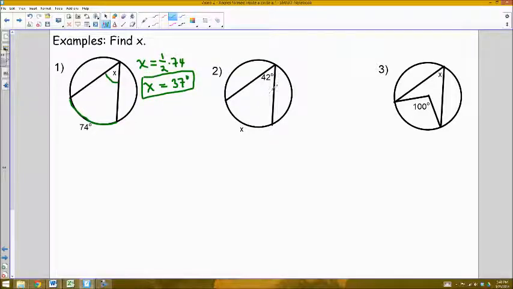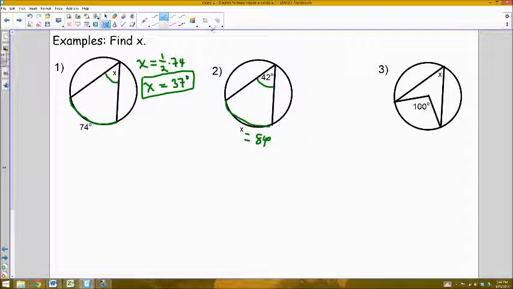I can do this process in reverse. If the measure of the inscribed angle is half the intercepted arc, then vice versa, the arc is double the measure of that inscribed angle. So since this inscribed angle is 42, the arc must be double that length, which is 84, in order for the angle to be half that arc.